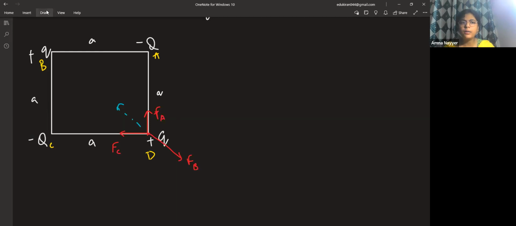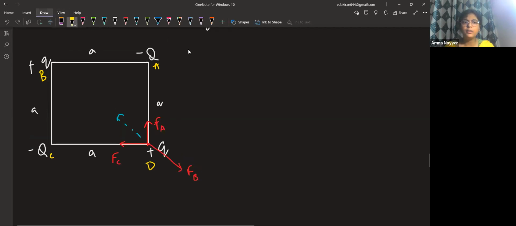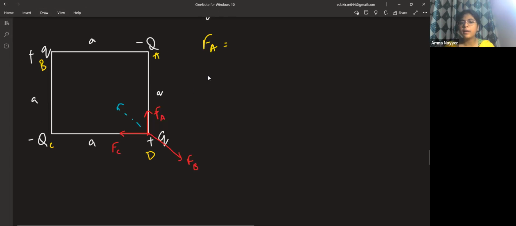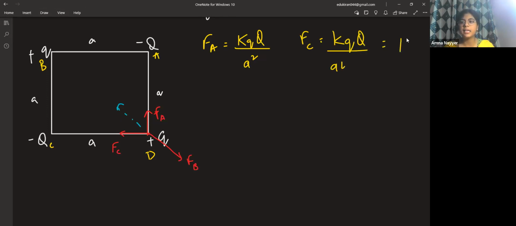Regarding the magnitude of FA, this would be K, small q, capital Q divided by A square. The same thing will occur for FC, which is K small q capital Q divided by A square. So both are the same. I am writing it as F right now, just for the calculation. If two vectors are representing the sides of a parallelogram, the resultant is given by their diagonal. This is the statement of the parallelogram law.